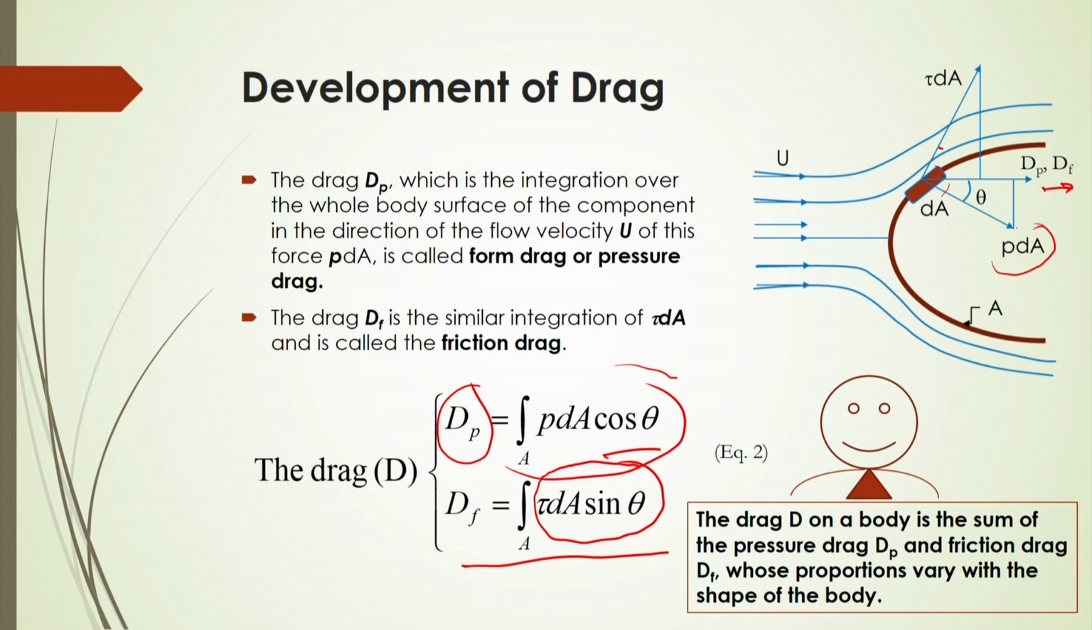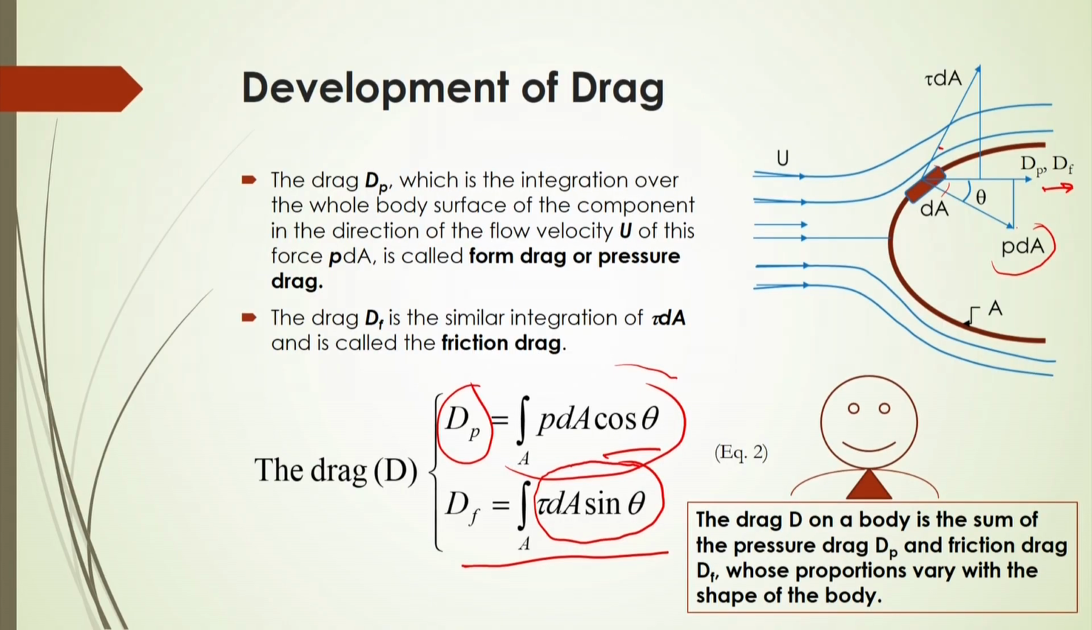Now, the drag D on a body is the sum of the pressure drag dP and the friction drag dF, whose proportions vary with the shape of the body. Very interesting, you have to remember that we have these two components of the drag: one is called form drag, another is called friction drag. Friction drag is sometimes also called skin drag. If we sum up these two components, drag due to pressure and drag due to friction, then we get the total drag.